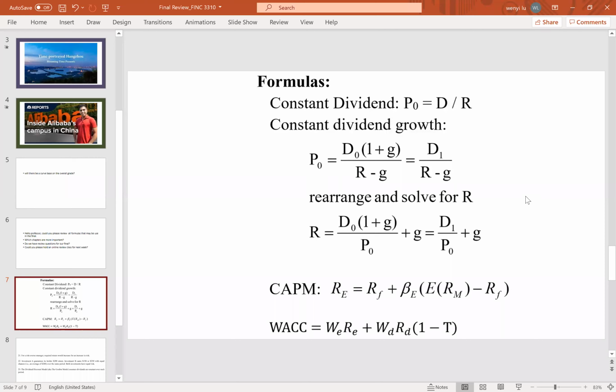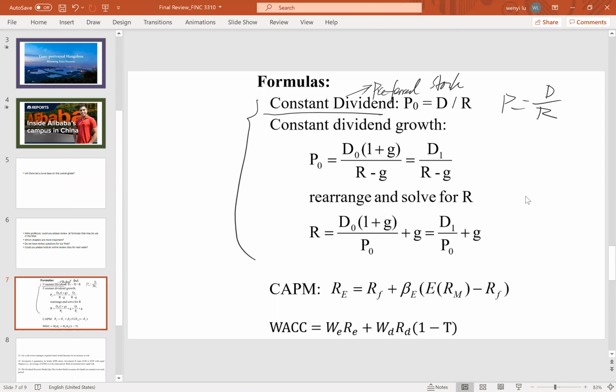The first one is for stock pricing. We use the dividend growth model. If we have a constant dividend, we call this preferred stock. For the preferred stock, we know our price will equal the dividend over R.